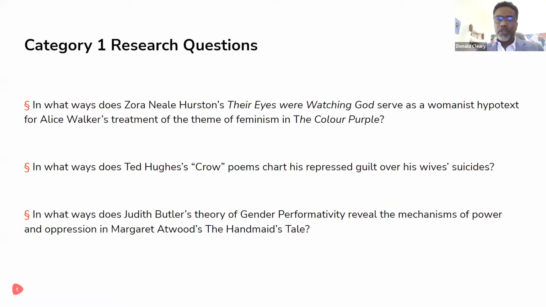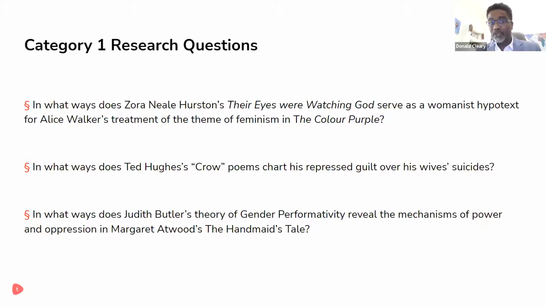So moving on, I'll just show you a couple of research questions that students have used with me over the years, and they have been successful with those research questions. The first one, this is all category one, these three exemplars. The first one here, the student is looking at The Color Purple and Their Eyes Were Watching God. This extended essay is an intertextual discussion. They're looking at the way in which Zora Neale Hurston's work sort of acted as a hypertext for Alice Walker's work. And in fact, that's the literary theory that the student worked with, intertextuality.